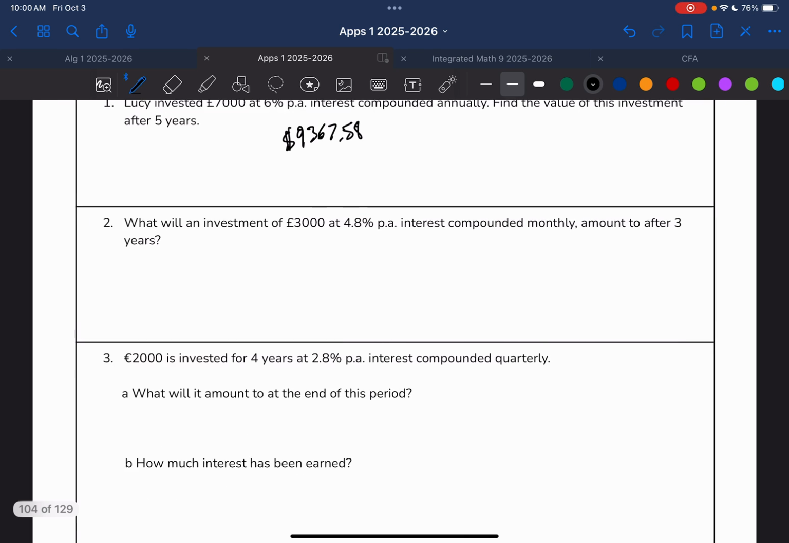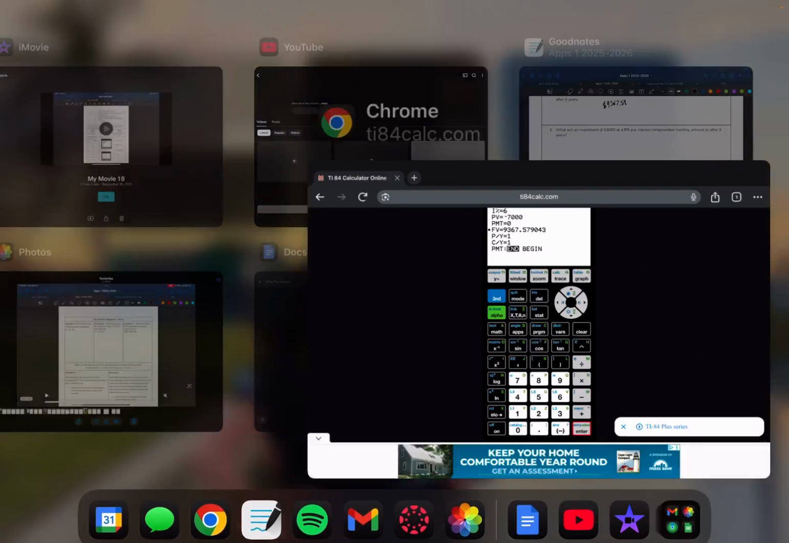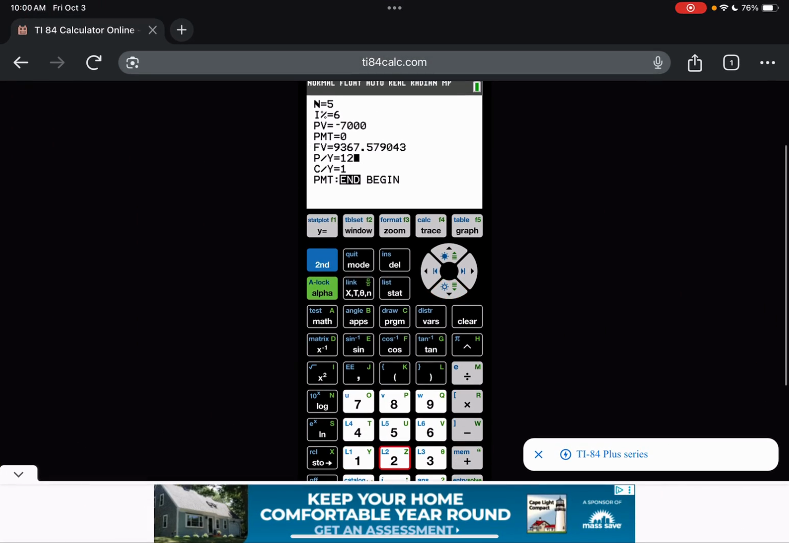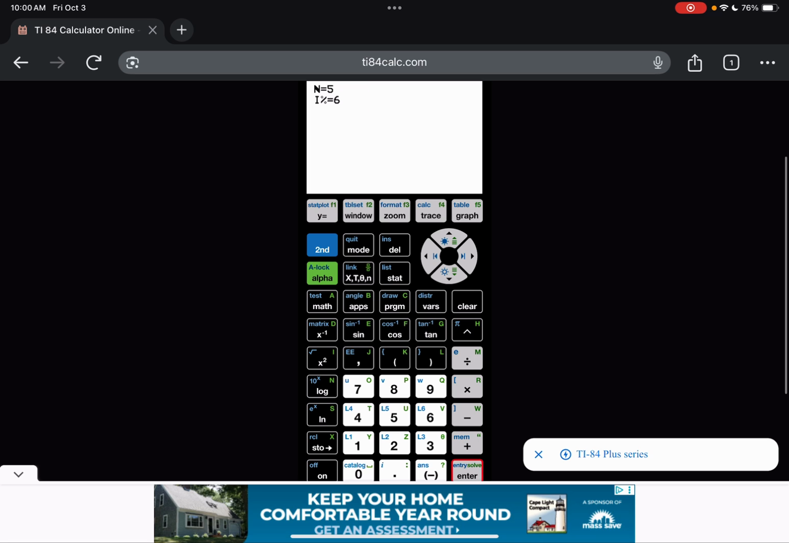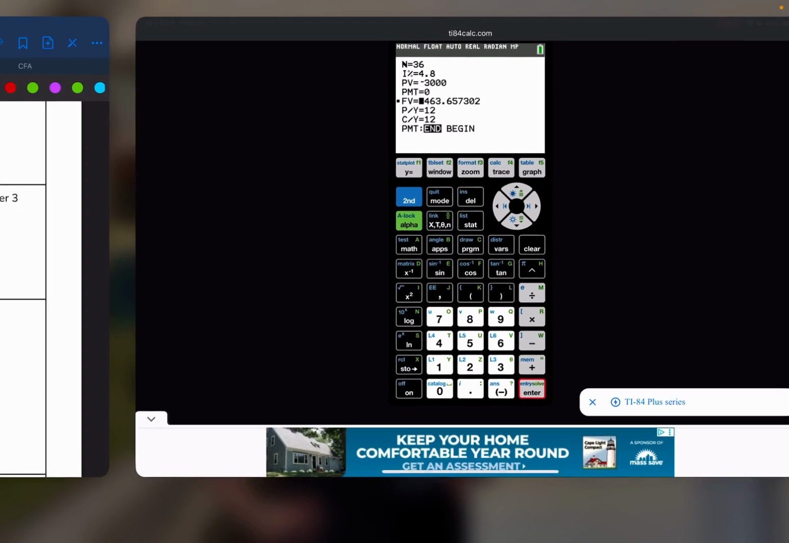All right. Now let's look at number 2. What will an investment of 3,000 quid at 4.8% interest compounded monthly amount to after 3 years? So now we're back to monthly, so we're going to change PY and CY to be 12. Our N is now 36 because it's 3 years compounded monthly, so 3 times 12. Interest rate is 4.8. Present value is negative 3,000. No payment, and we're trying to find the future value, and we see it comes out to be 3,463.66.